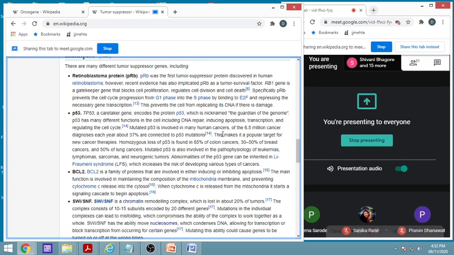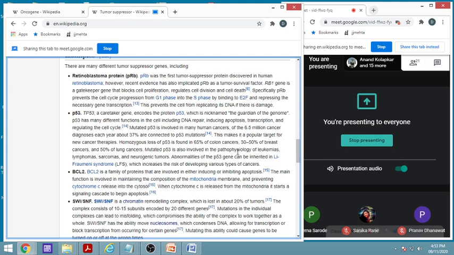We have seen homozygous loss, and LOH, loss of heterozygosity, which is heterozygous. Here, homozygous loss of p53 is found in 65% of colon cancers, 30 to 50% of breast cancers, and 50% of lung cancers. That indicates how much involvement this mutation of p53 plays in cancers. Mutated p53 is also involved in the pathophysiology of leukemias, lymphomas, sarcomas, various tumors, and p53 mutation can be inherited in various other syndromes also.